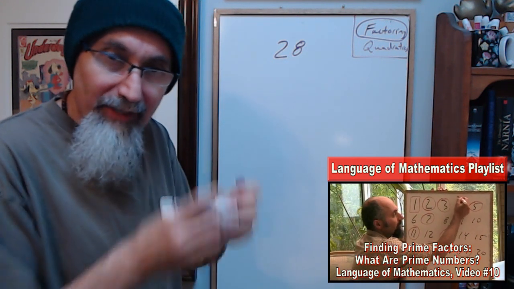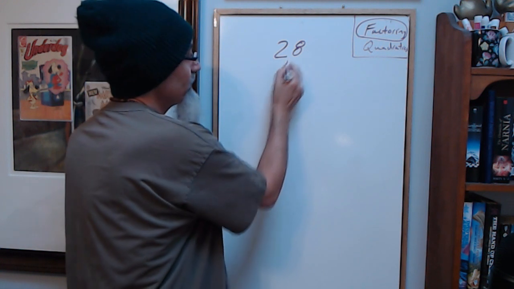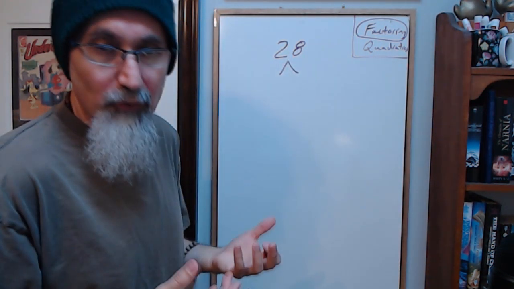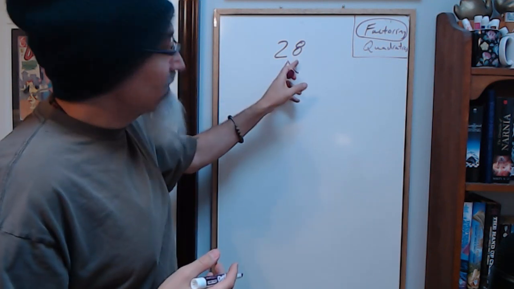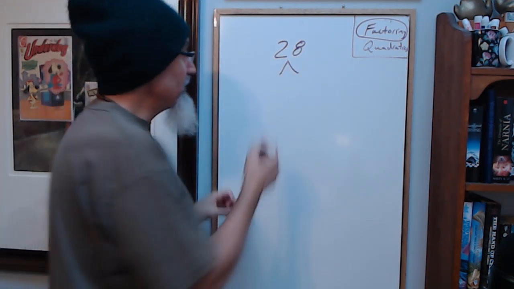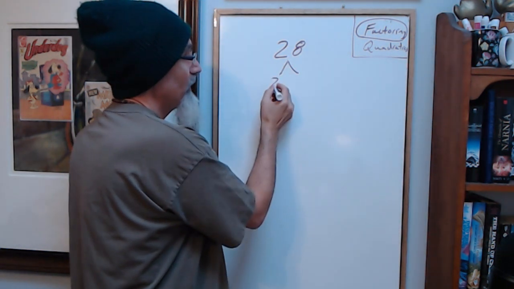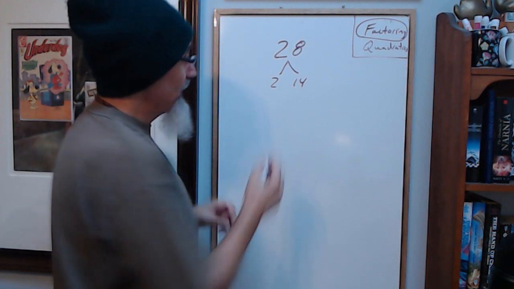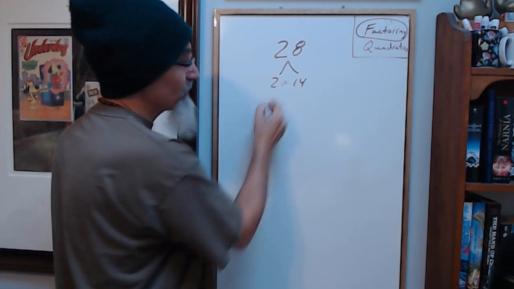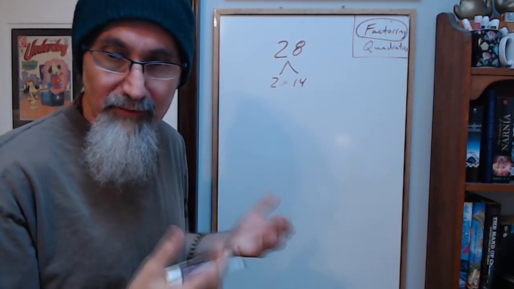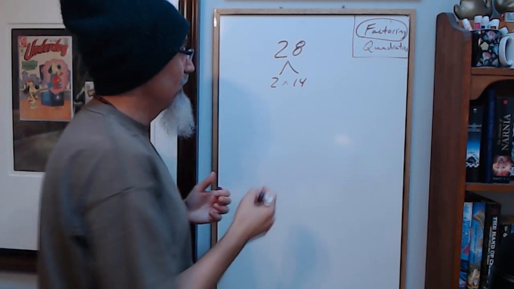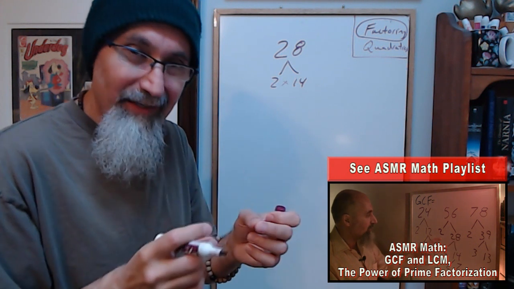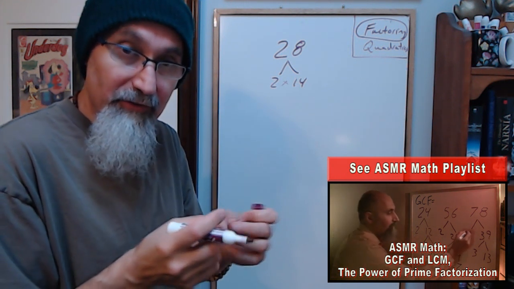So what you can do is break down 28. Take 28 and break it down into things that multiply together to give you 28. If the number is even, you can always divide it by 2. So you're going to take 28, divide it by 2. 2 times 14 gives you 28, right? And this is multiplication between these, but we never put it in because we know it's multiplication. Now, 2 is a prime number.